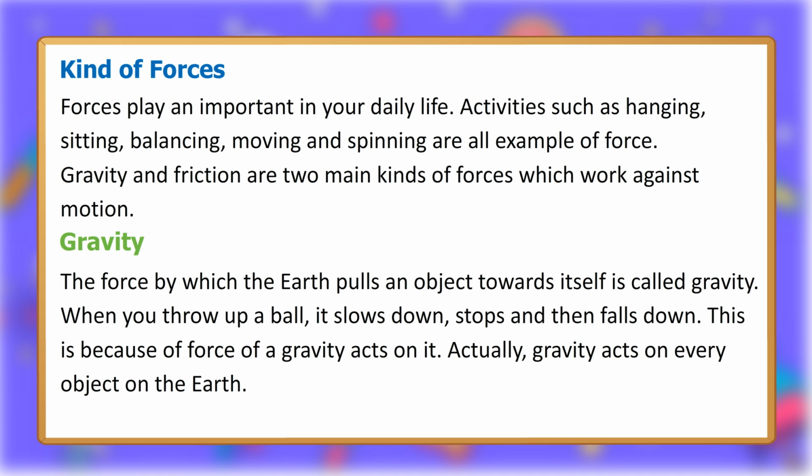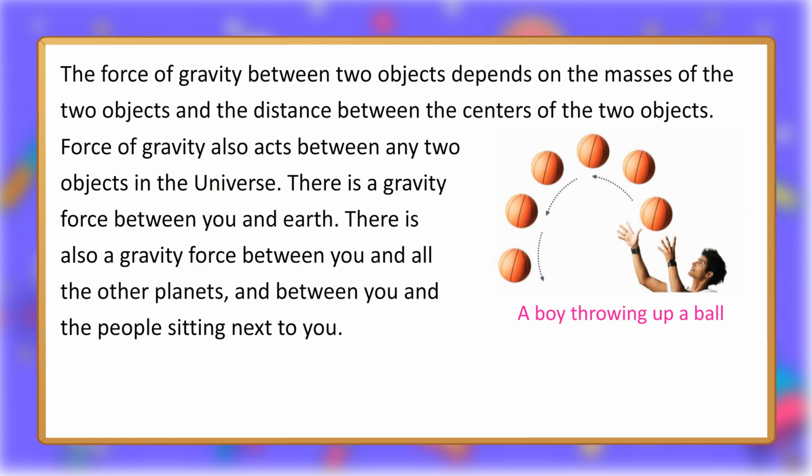When you throw up a ball, it slows down, stops and then falls down. This is because the force of gravity acts on it. Actually, gravity acts on every object on the earth. The force of gravity between two objects depends on the masses of the two objects and the distance between the centers of the two objects.